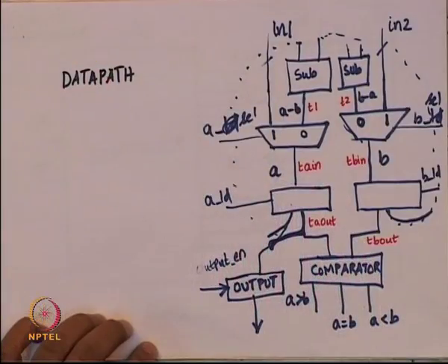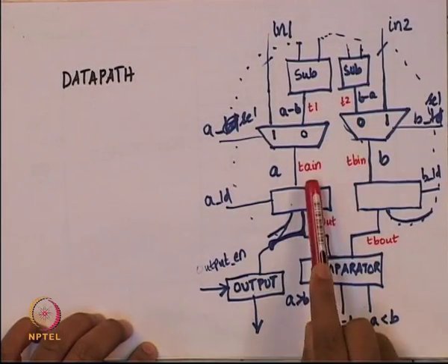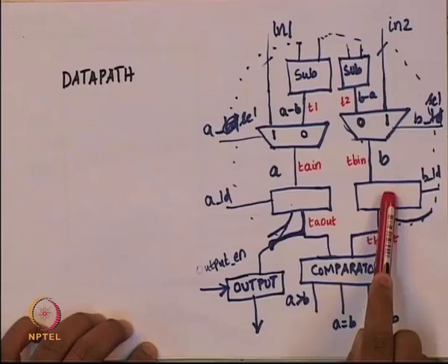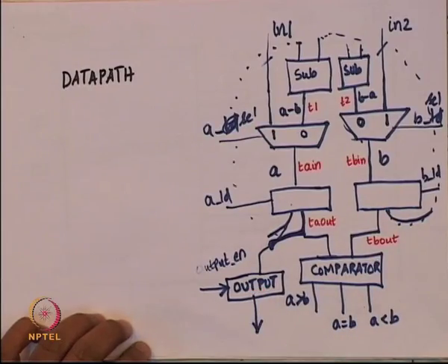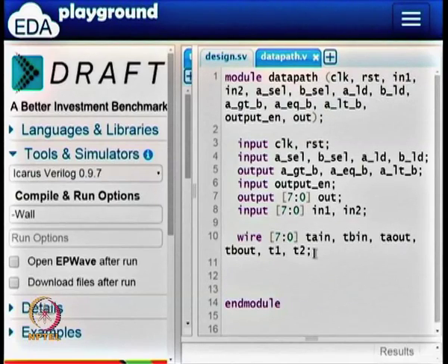I have now named the wires. I am going to call this wire T1 and this wire T2. This is TA in, TB in, this is TA out and TB out. This is register A and that is register B. This is a register called output. So we had all of these earlier. So let us go and write the descriptions for it. I left it at this point in the last class. So let us see the picture.